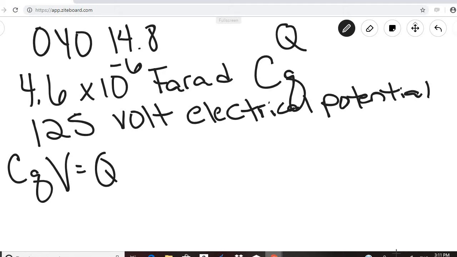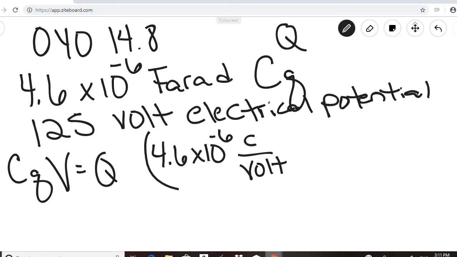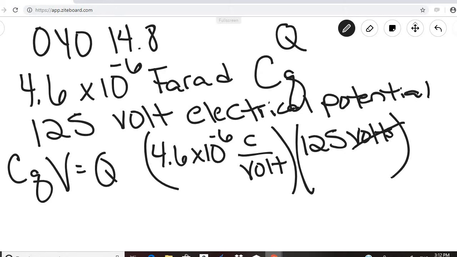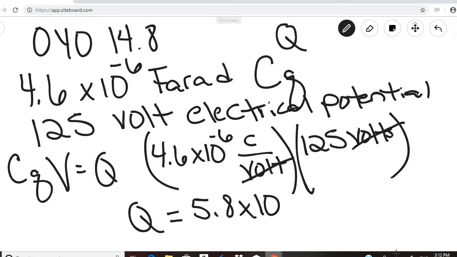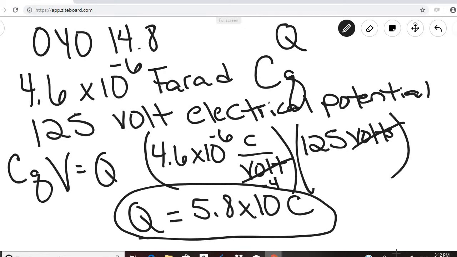Okay, so then it's just a matter of plugging in the numbers. So this would be 4.6 times 10 to the negative 6 farads, and a farad is a coulomb per volt, and we will multiply that times the electric potential, which we were given as 125 volts. Okay, so the volts are going to cancel, and we will get that Q is equal to 5.8 times 10 to the negative 4 coulombs. So this is the amount of charge that is stored on the positive plate.